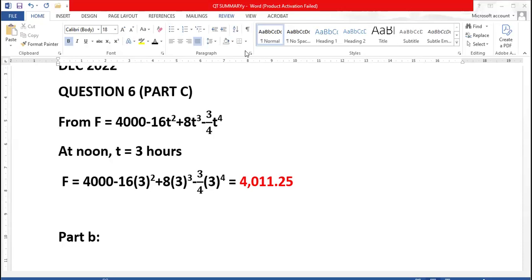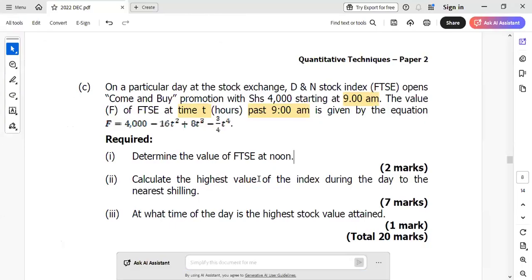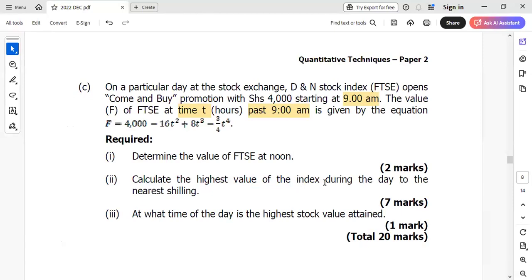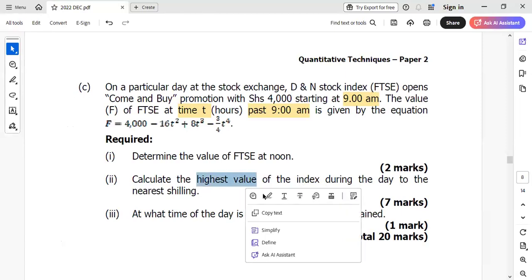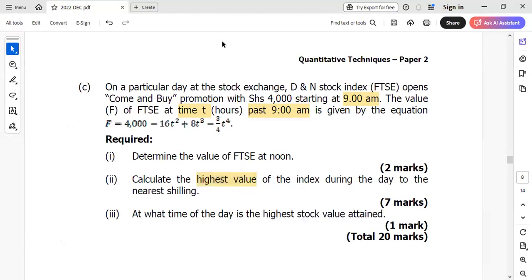Part B, what are we told? We are told to calculate the highest value of the index during the day. You see the word? It's like saying calculate the maximum. So calculate the highest value of the index during the day, to the nearest shilling. How do you handle this? 7 marks.